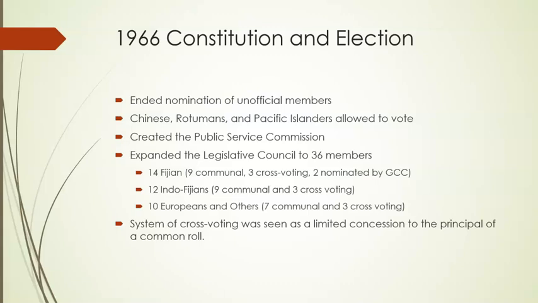And crucially, it expanded the Legislative Council to 36 members. Here we see Fijians having the largest share of seats in this Legislative Council. But also we see a concession. Not only are there communal seats reserved for different racial groups, but there are also cross-voting seats. Cross-voting seats were essentially a limited concession to the principle of a common roll. And these were national seats that could be contested or voted by anyone regardless of their race. And we still have 2 seats nominated by the Great Council of Chiefs. So essentially we see, as an outcome of this conference, a compromise between the different ideas.